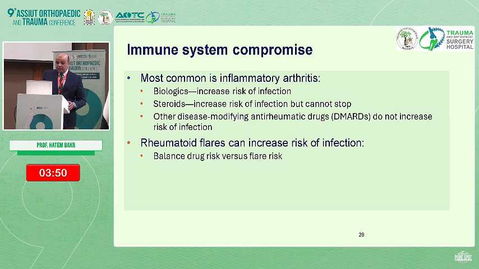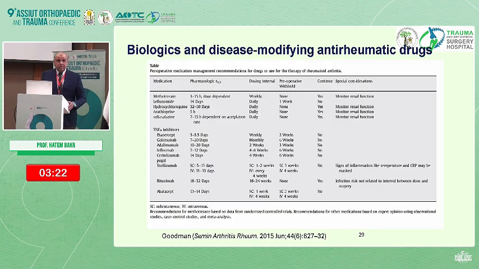The immune system compromised, they have lots of diseases like rheumatoid arthritis, the seronegative, the lupus. The patients are on steroids or the DMARDs, the disease-modifying anti-rheumatic drugs, so they increase the risk of infection. Rheumatoid patients, we have lots of patients that are going for total hip or total knee for which they have a previous long history of rheumatoid arthritis. So this is a very busy slide.